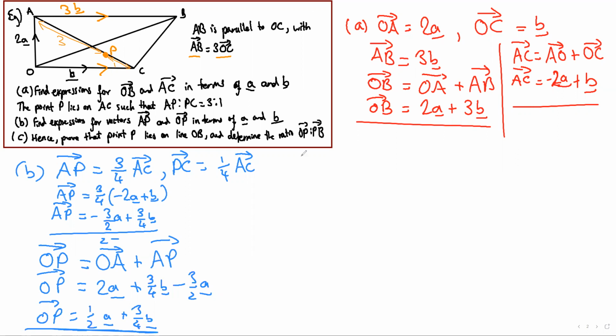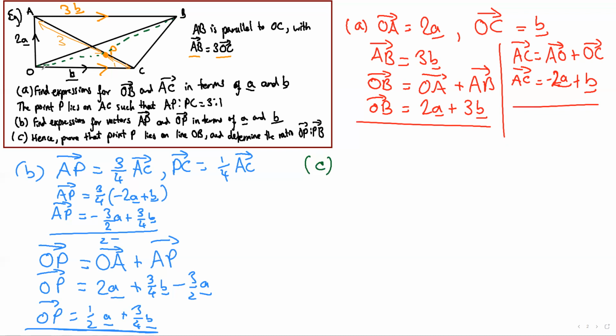All right, so finally we have C. Now C says, from this information, prove that point P lies on the line OB and determine the ratio OP to PB. Okay. So what we want to do is show that P lies on this line. Now I know that's not a straight line because this diagram isn't to scale, but we want to show that P lies on the line OB. We'll move on to this ratio bit afterwards.